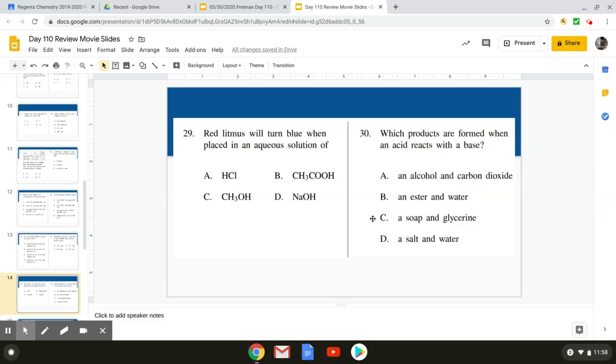Alcohols are not basic. Number 30, which products are formed when an acid reacts with a base? You need to have memorized that when acids and bases are mixed together, you make a salt and water. Choice D. They make salt and water.